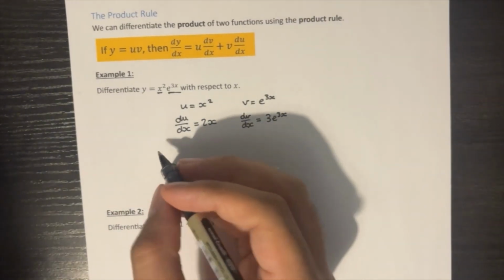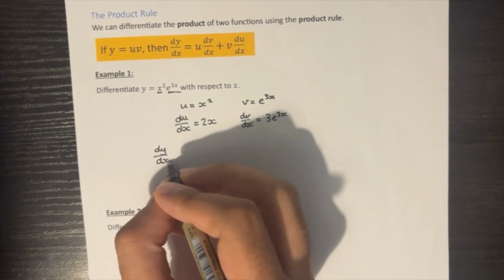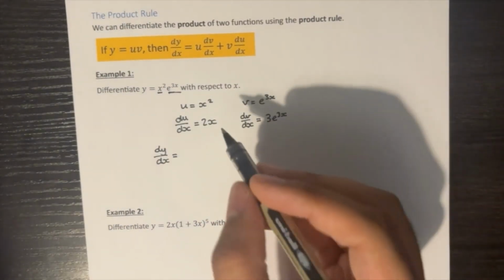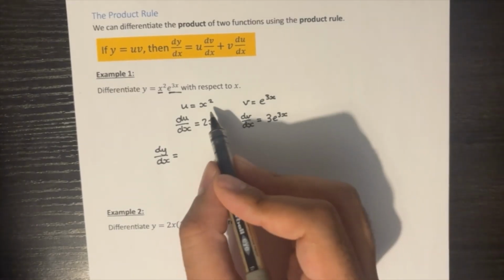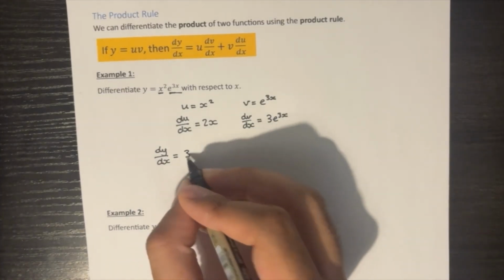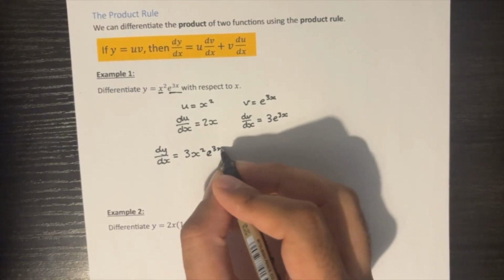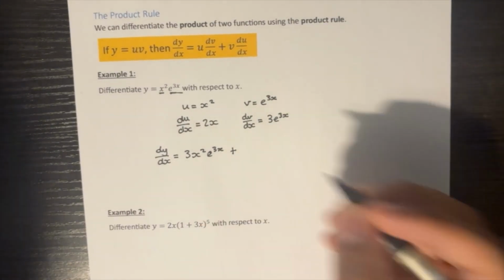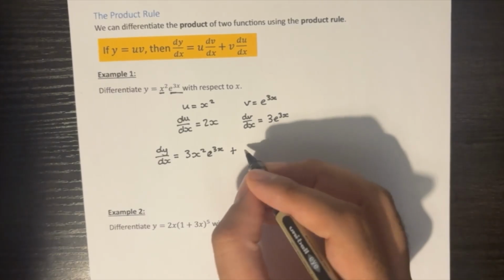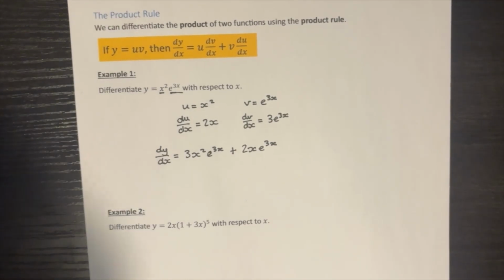So then, to differentiate this and find dy by dx, we just need to do u dv by dx plus v du by dx. So u dv by dx is going to be x squared multiplied by 3e to the 3x, so 3x squared e to the 3x. And then v du by dx is just going to be 2x times e to the 3x, so 2x e to the 3x. And that's going to give us our answer.